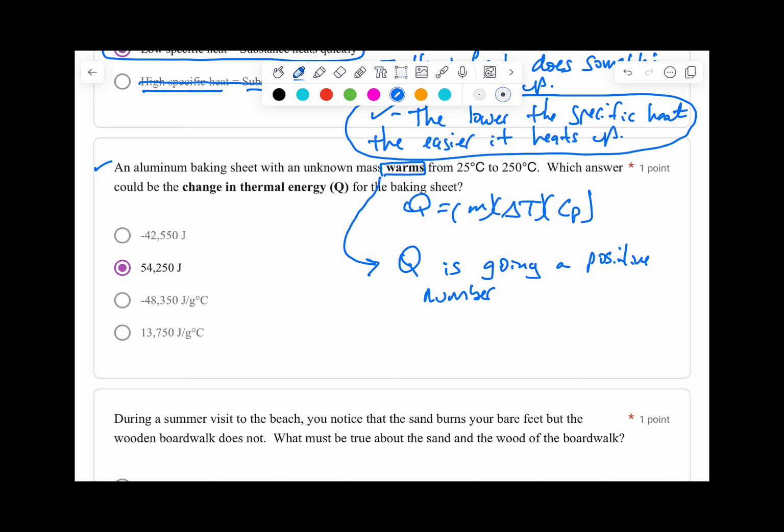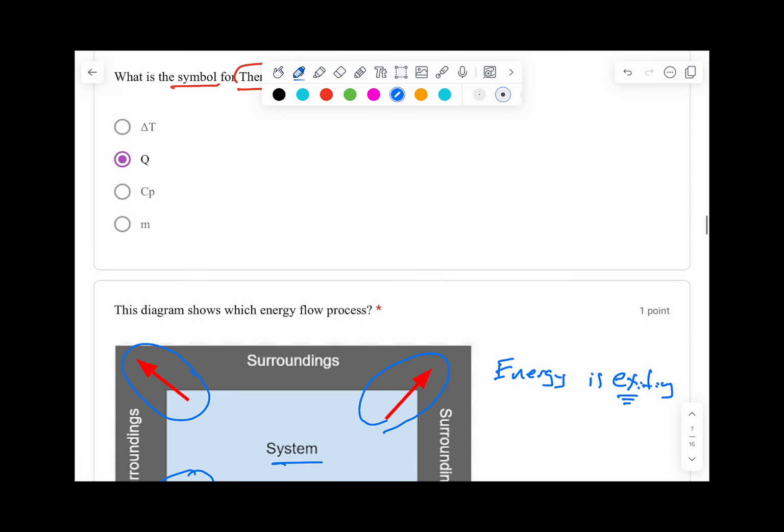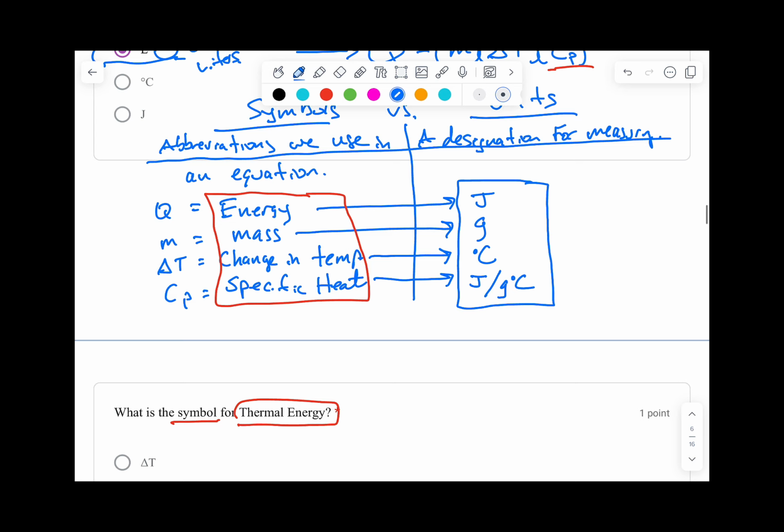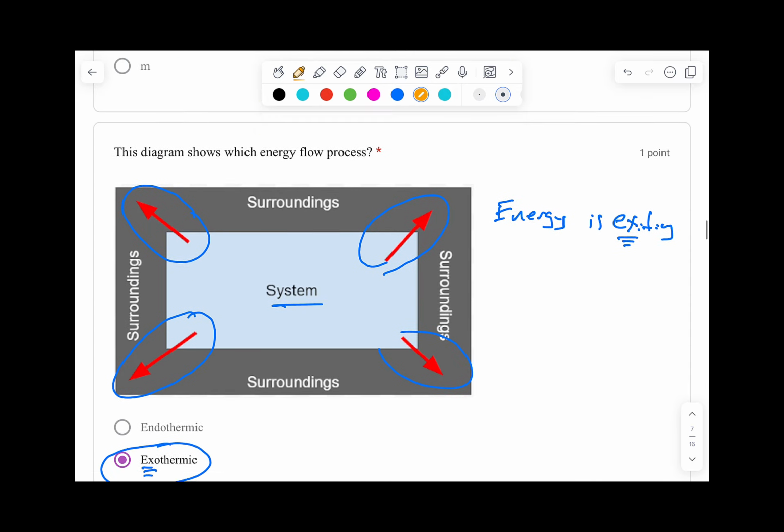So with that said, I don't have to do anything else. If I see warm, and I look at this one, which is a negative number, and this one, which is a negative number, I know those two are automatically crossed out. And this is the other clue: I'm trying to find Q. According to our little T-chart that we did up here, if I'm trying to find Q, the unit I'm going to have when I'm done with all my calculations is joules, or J.